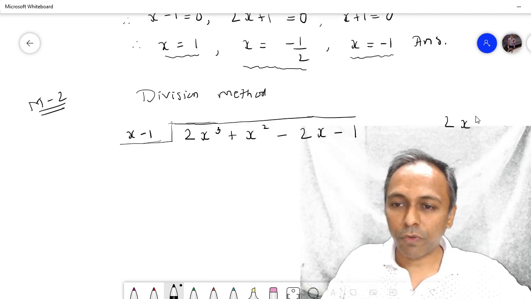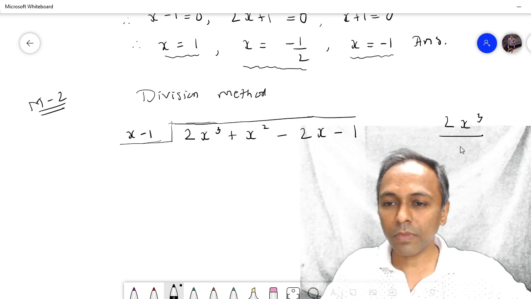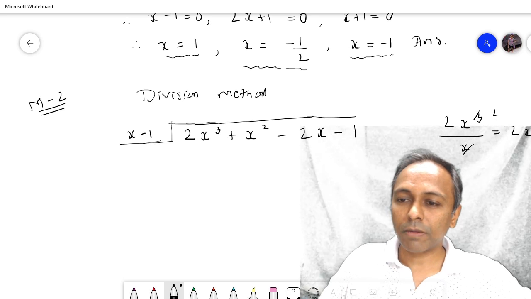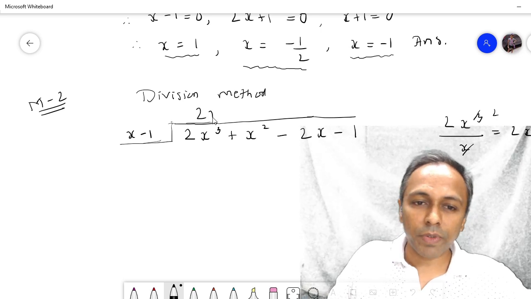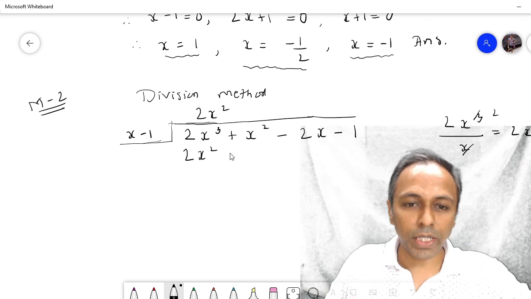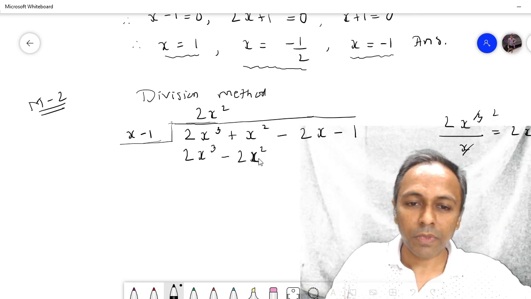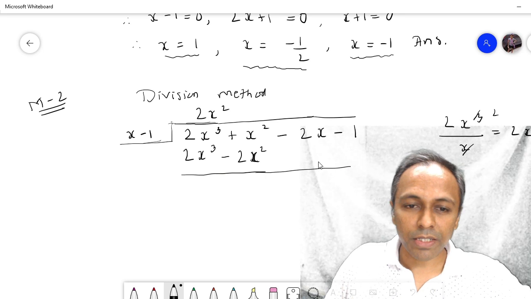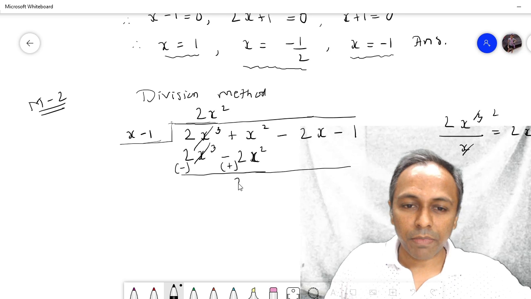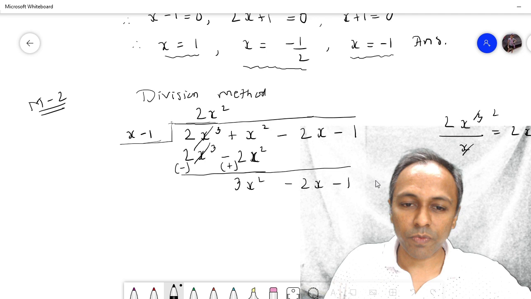In the division method we divide the first term of the dividend by the first term of the divisor in the rough work, so it gives you 2x square. Mention 2x square here. Multiply x minus 1 with 2x square, it will give you 2x cube minus 2x square. Make a line and change the signs. This will get cut every time. This on addition will become 3x square minus 2x minus 1.